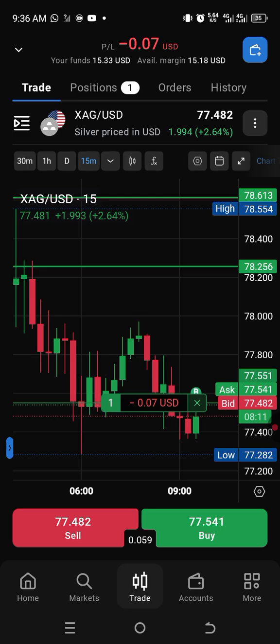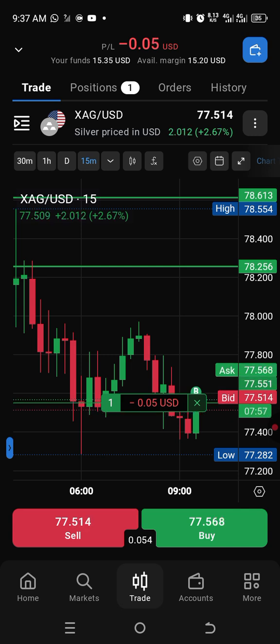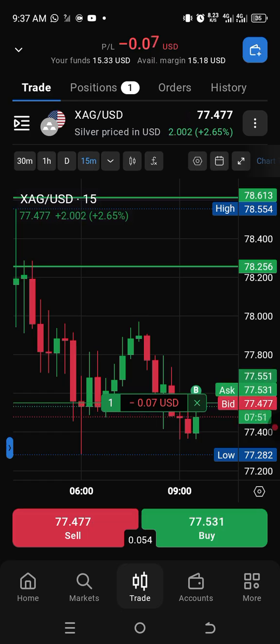Okay, yeah, so we're in the buy in M15. Let's see how it goes. This is how dangerous silver is. It's M15, but the candle is moving as if it's in M1. You can blow your account in seconds if you're using silver. In seconds.